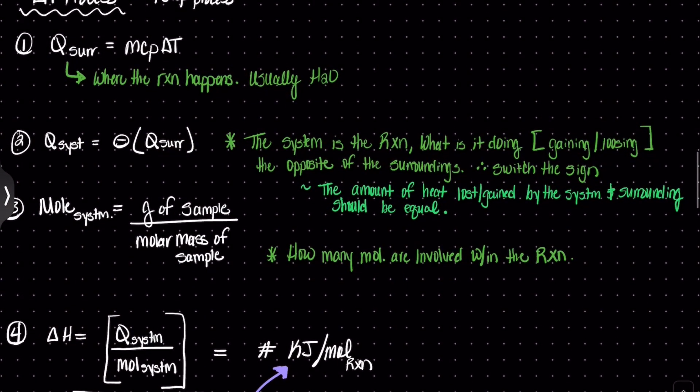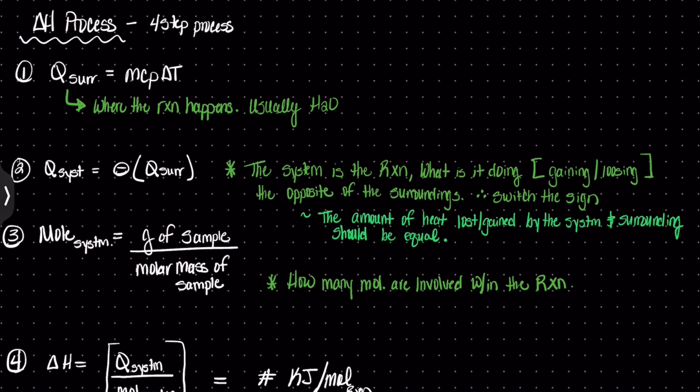Now let's get into the other version. The other version being that delta H of the process. Delta H of the process is a 4-step process. Here we go. So it's a 4-step process where you start with Q of the surroundings. You're just calculating Q, the regular Q, M C sub P delta T, of the surrounding being where the reaction happens. Usually it's happening in some kind of water. That's just how a cookie crumbles.